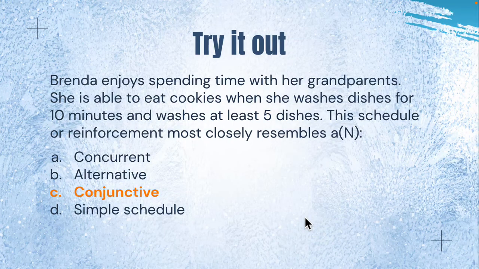Nice. No tricking you this time. This is certainly a conjunctive schedule. We have 1 behavior, which is washing dishes. We have interval, 10 minutes. We have ratio, 5 dishes. We have our keyword of and, which makes this conjunctive. If it said either or, it would be alternative. If it was 2 behaviors, it would be concurrent, and it's not a simple schedule.